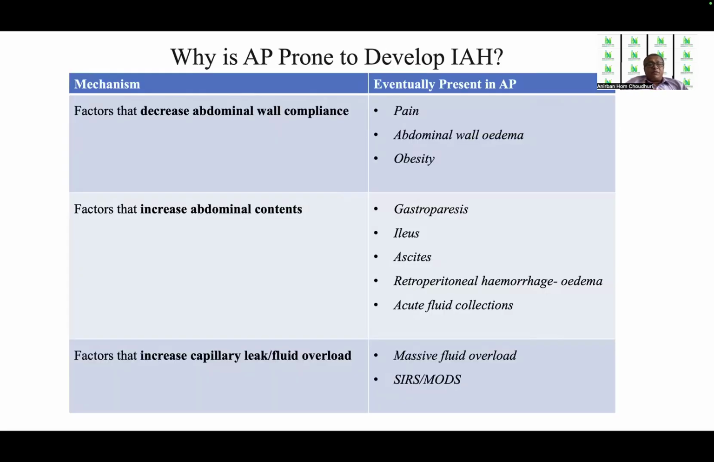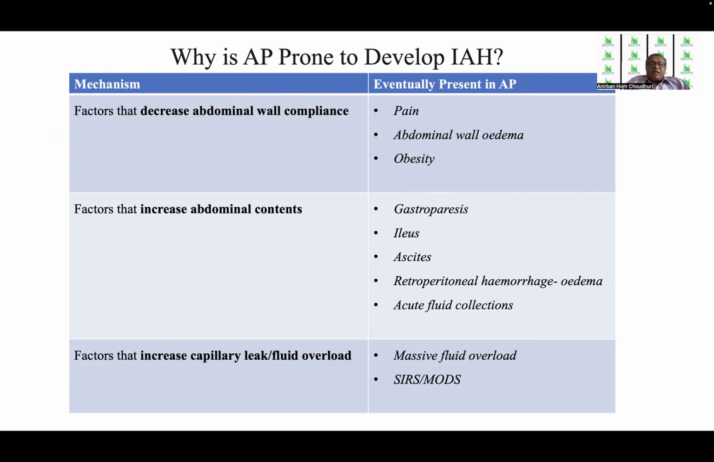Now the question becomes, why are acute pancreatitis patients so prone to develop intra-abdominal hypertension? Well, there are 3 mechanisms for this. One, the factors that decrease abdominal wall compliance. These are factors often present in acute pancreatitis, and they include pain, abdominal wall edema, and obesity, and they finally lead to intra-abdominal hypertension.